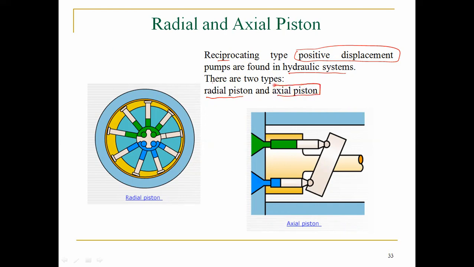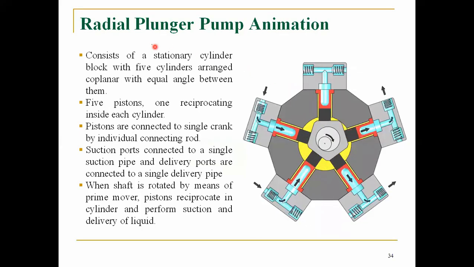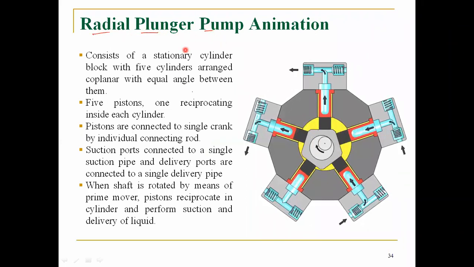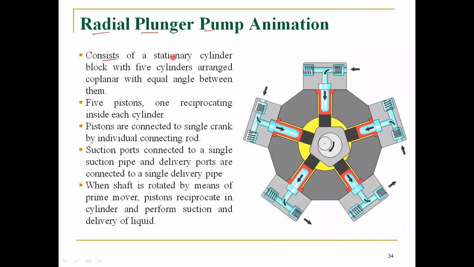As the name itself suggests, how it will work. Radial piston pump means it works in the radial direction, and the axial piston pump works in the axial direction. First we will study the radial pump. We can call it the radial plunger pump. It consists of a stationary cylinder block with 5 cylinders arranged coplanar with equal angle between them.